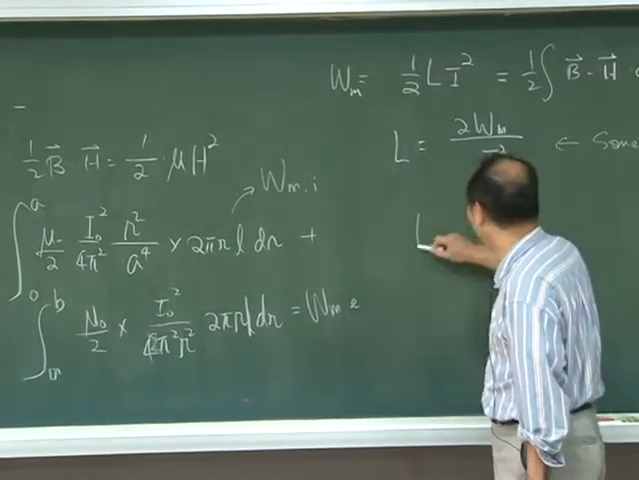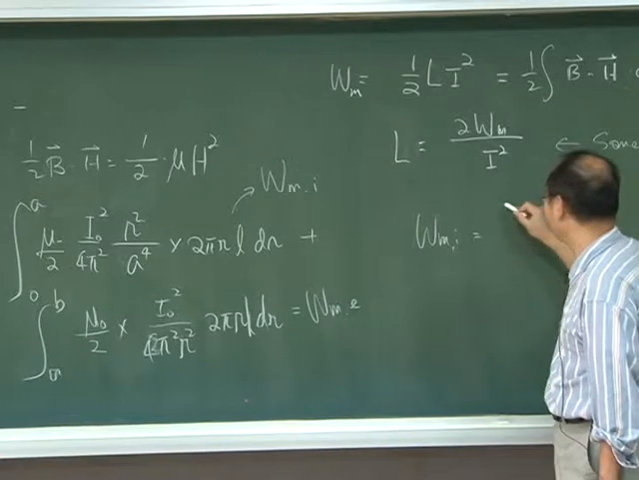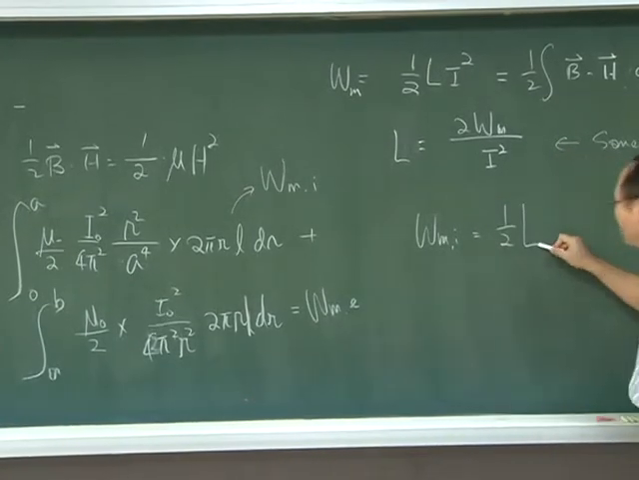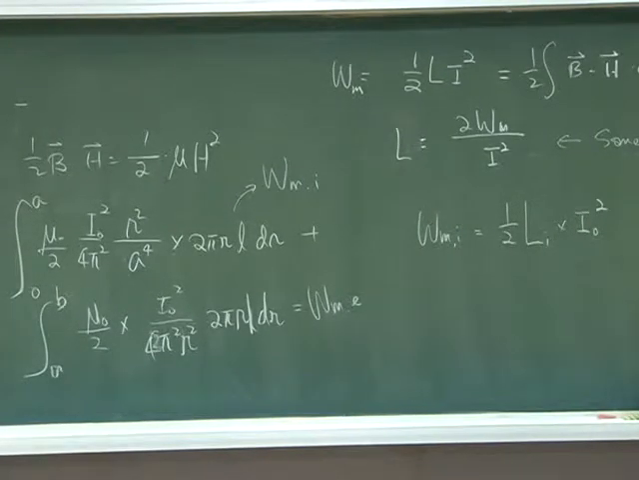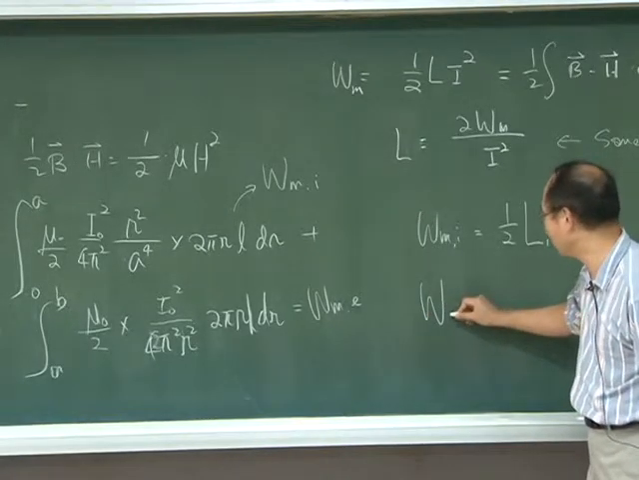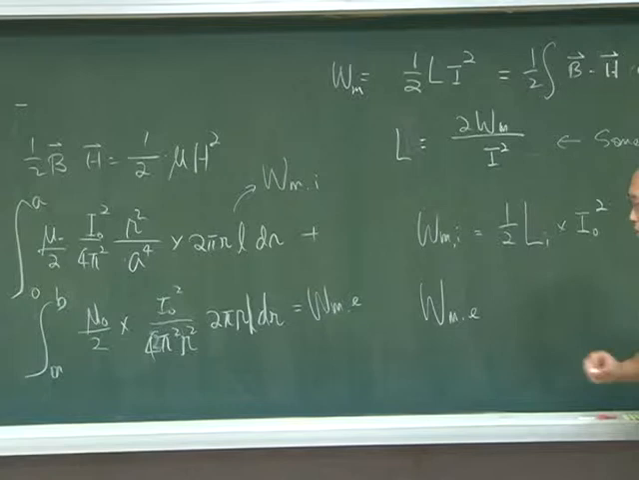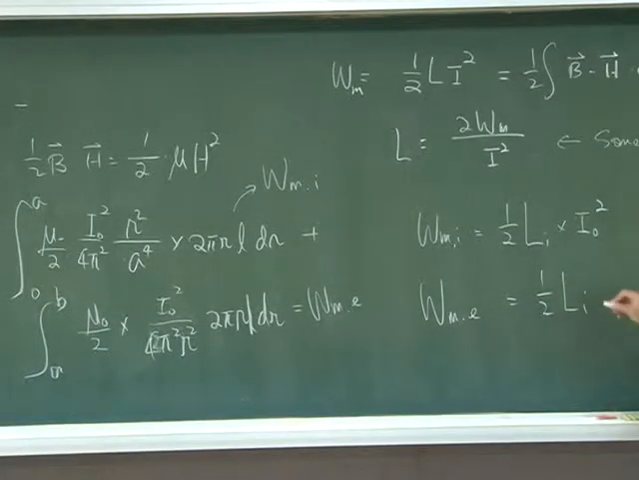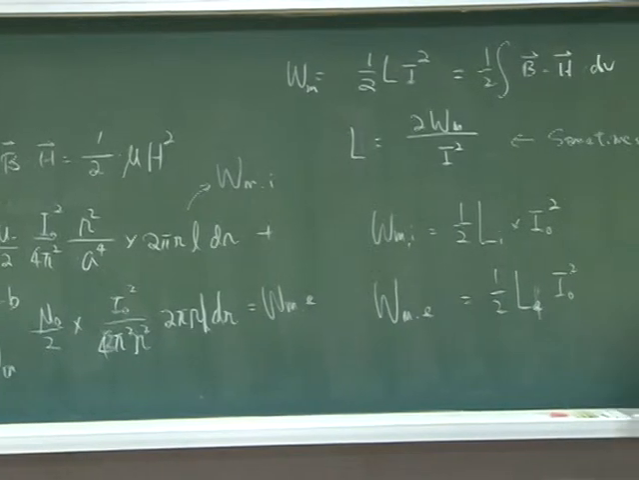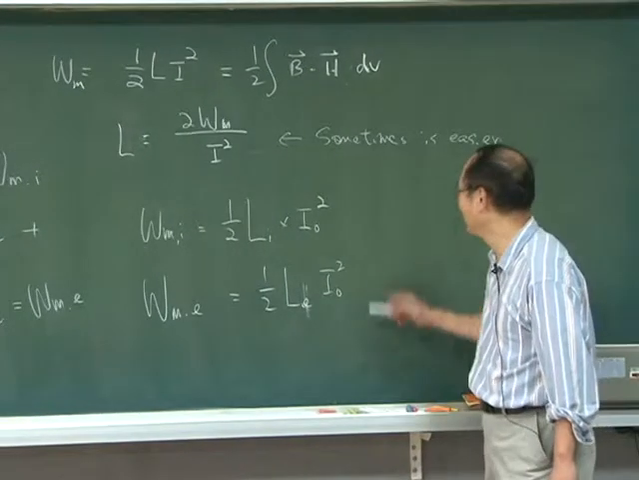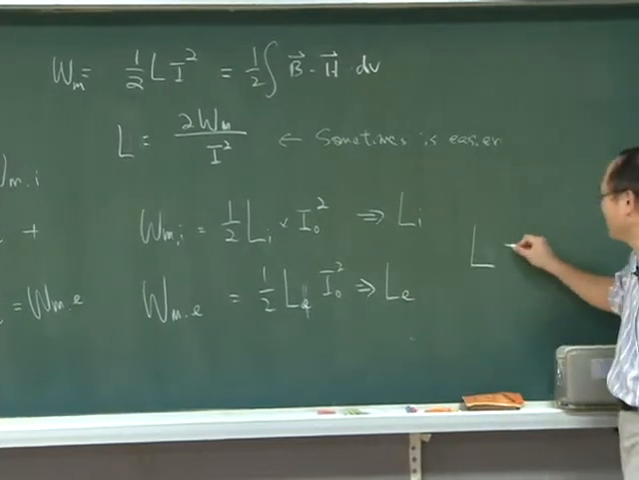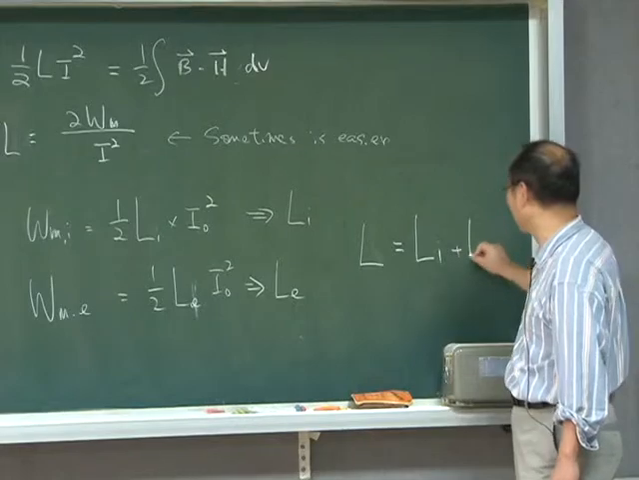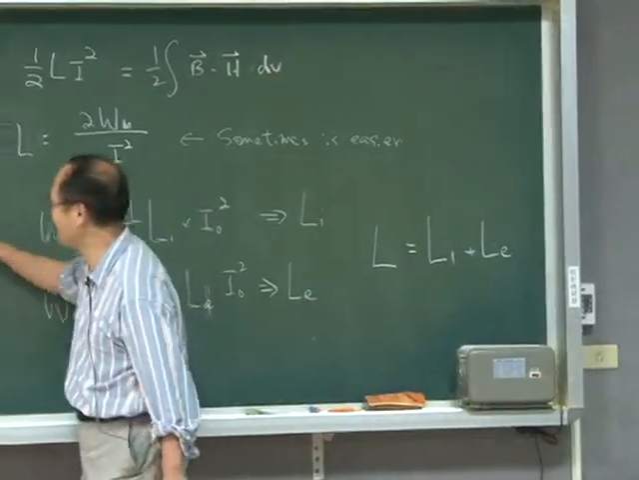And each of this, Wm I, is going to be equal to 1/2 of L internal multiplied with I 0 squared. And then for the external energy outside the current will also give you an external inductance multiplied with the square of the current. So from this, you can calculate Li and Le, and the total inductance is going to be equal to Li plus Le, because you have a linear summation right here.